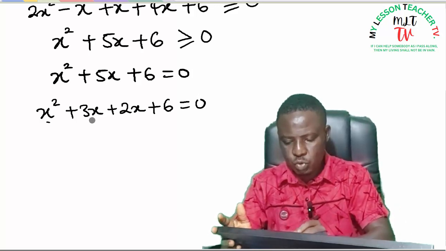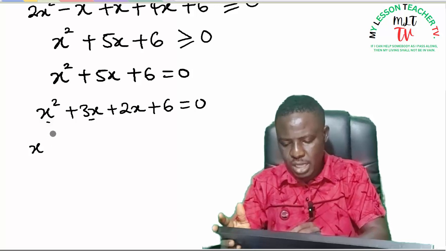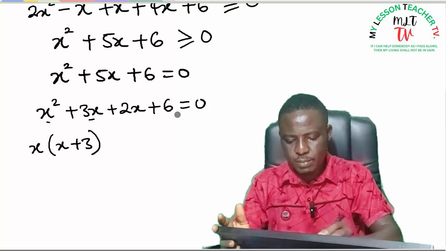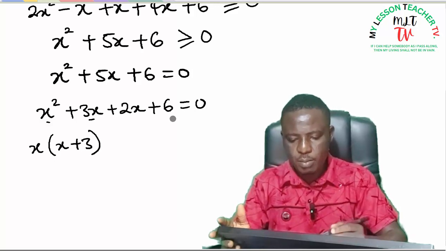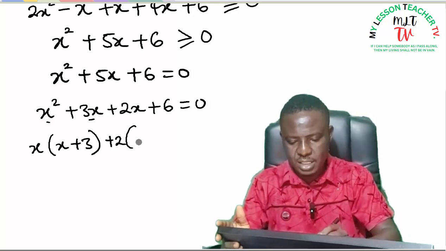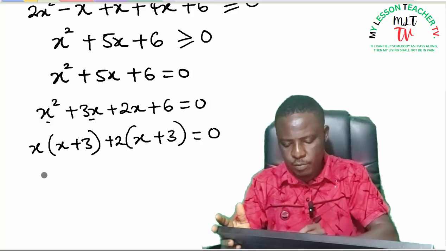Now factorize them in twos. Look at the first two terms. What is common? x is common. So this becomes x into bracket. When you factorize out x, what is left? You have x plus 3. Do the same to the second term. Plus 2 is common. So we have plus 2 into bracket. Divide plus 2x by 2, you have x. Plus, divide 6 by 2, you have 3, is equal to 0.